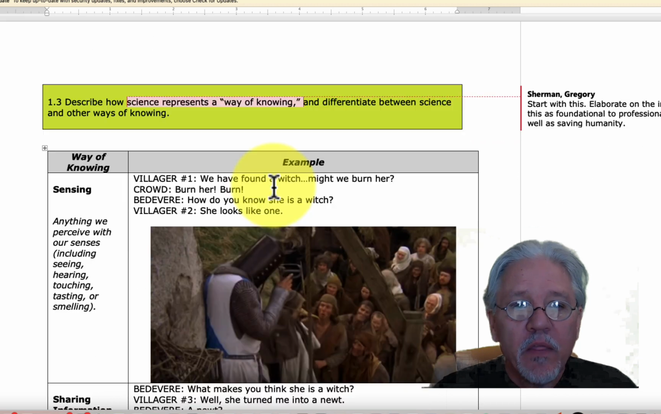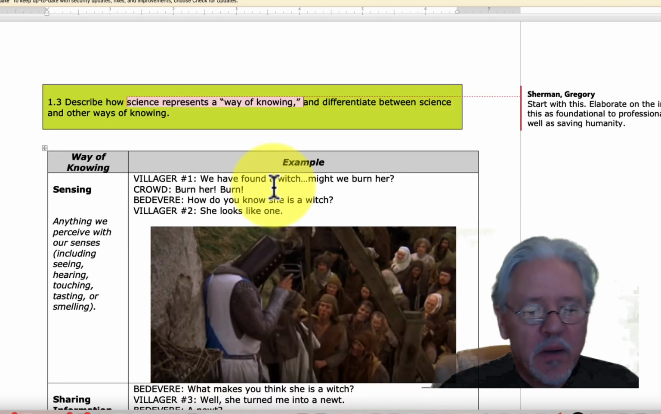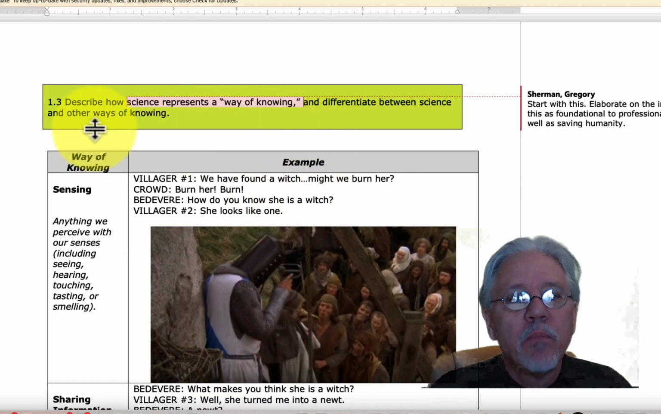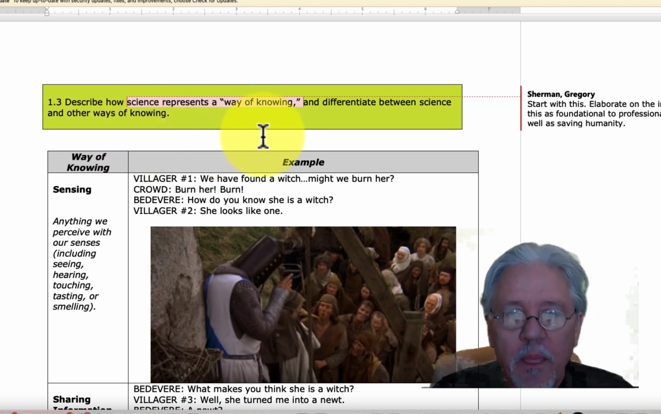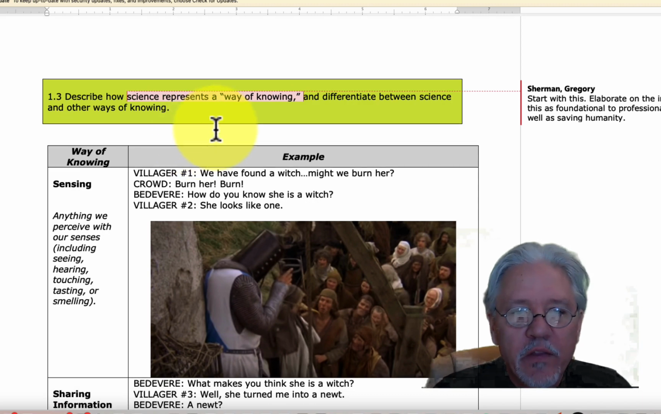but this information is not going to be addressed on the exam. The first objective that is going to be measured is 1.3, which is describe how science represents a way of knowing, and differentiate between science and other ways of knowing.